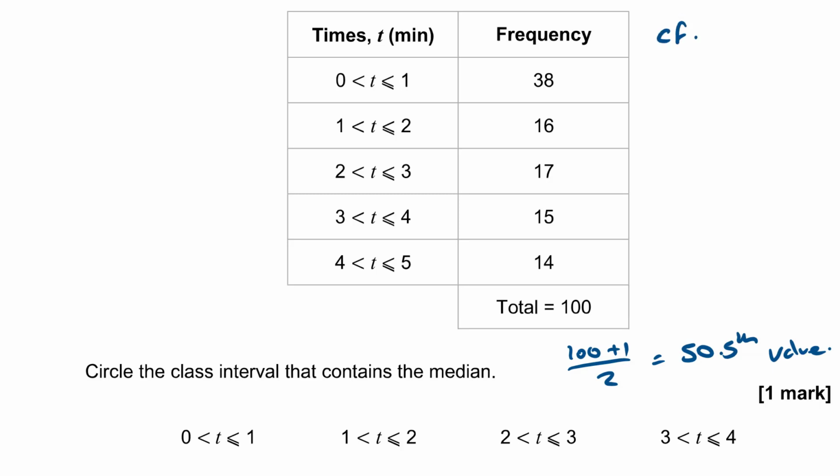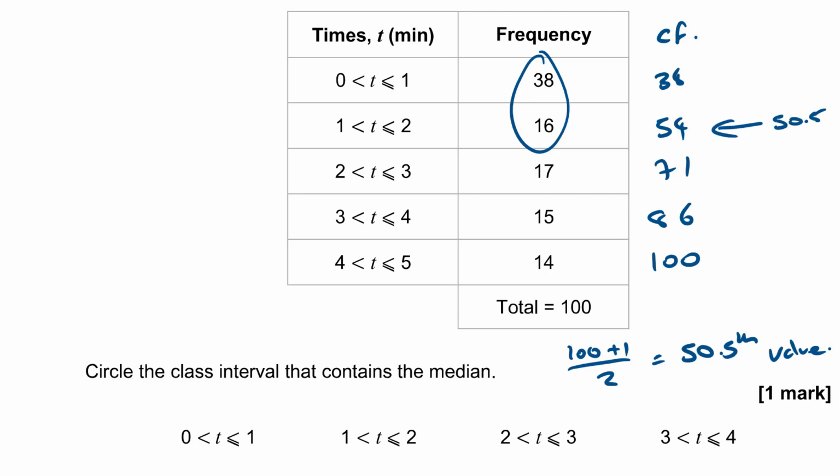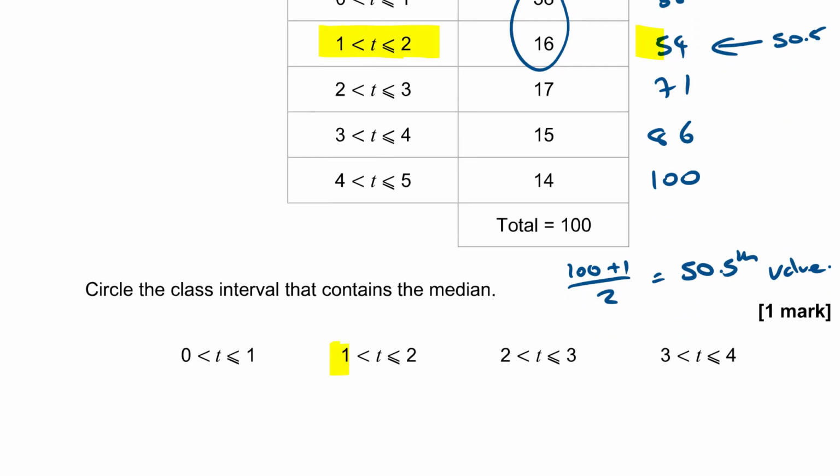If we work out cumulative frequency, so that'd be 38. The next cumulative frequency would be these two added together. So 38 and 16 is 48, 50, 54, then 71, 86 and 100. We can see really clearly that the 50th and 51st element are both going to be in this group here, because it starts at 39 and goes on to 54. So this one here is where the median lies. So it's in the 1 to 2 group.